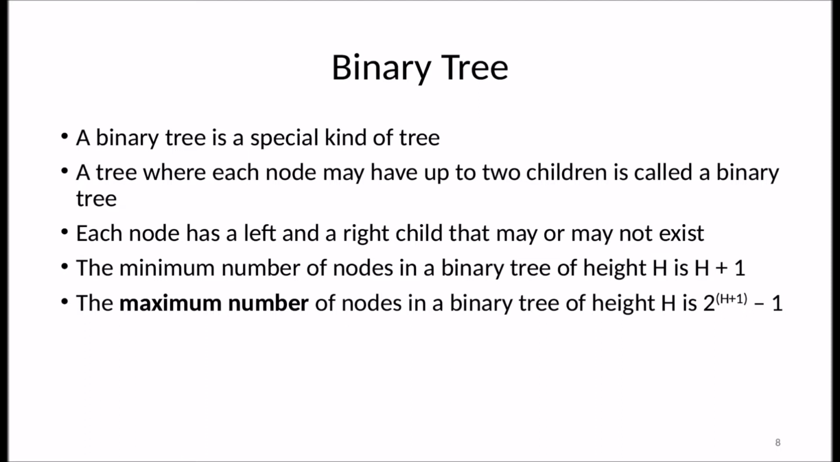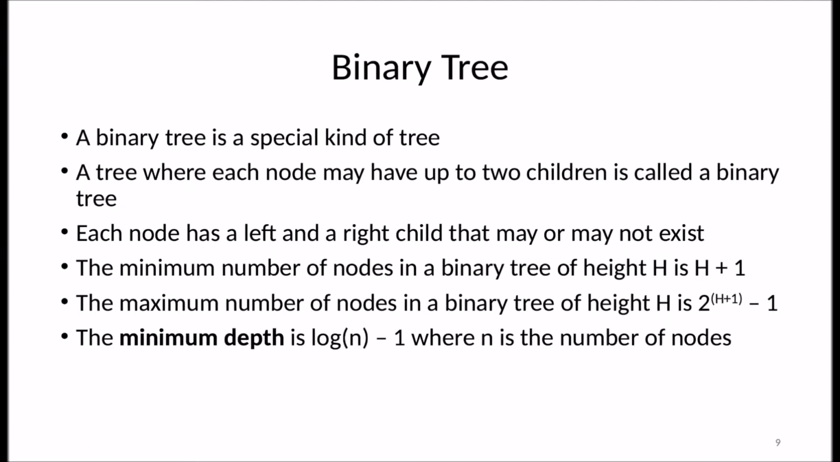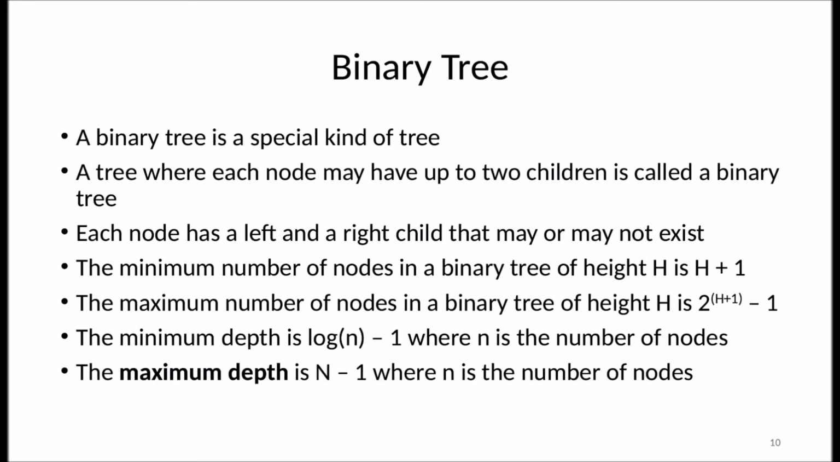minus 1. The minimum depth can be determined based on the number of nodes. So for a binary tree, given n, where n is the number of nodes, the minimum depth that the binary tree will have is log n minus 1. And the maximum depth that the binary tree will have is the number of nodes n minus 1.